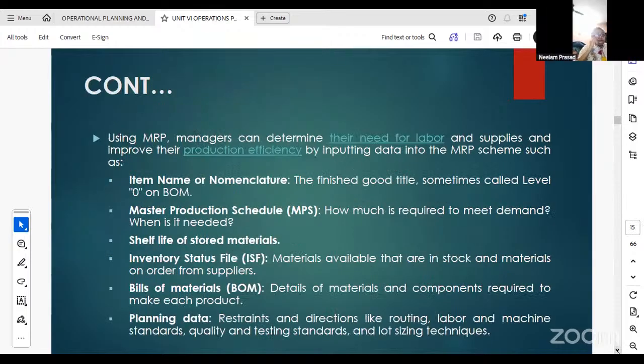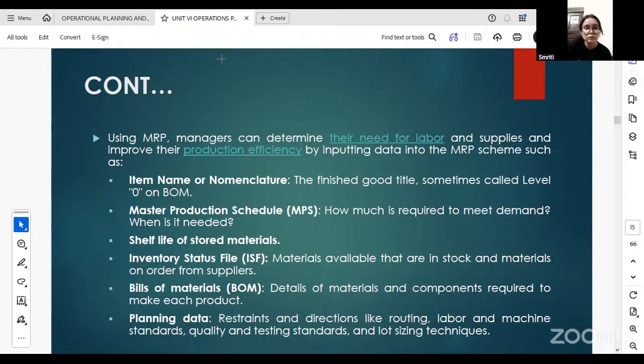Next. Using MRP, managers can determine their need for labor and supplies and improve their production efficiency by inputting data into the MRP scheme, such as item name or nomenclature, the finished good title, sometimes called level 0 on the BOM, and the master production schedule. BOM is bill of material. What materials are needed, a list will be made of that, right? That is known as bill of material, or BOM.